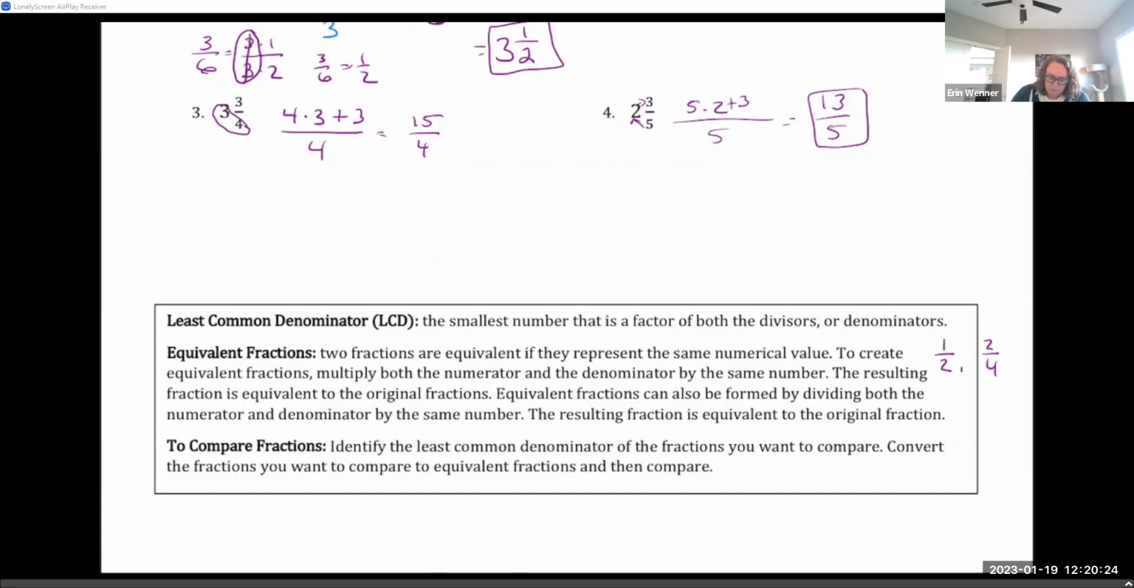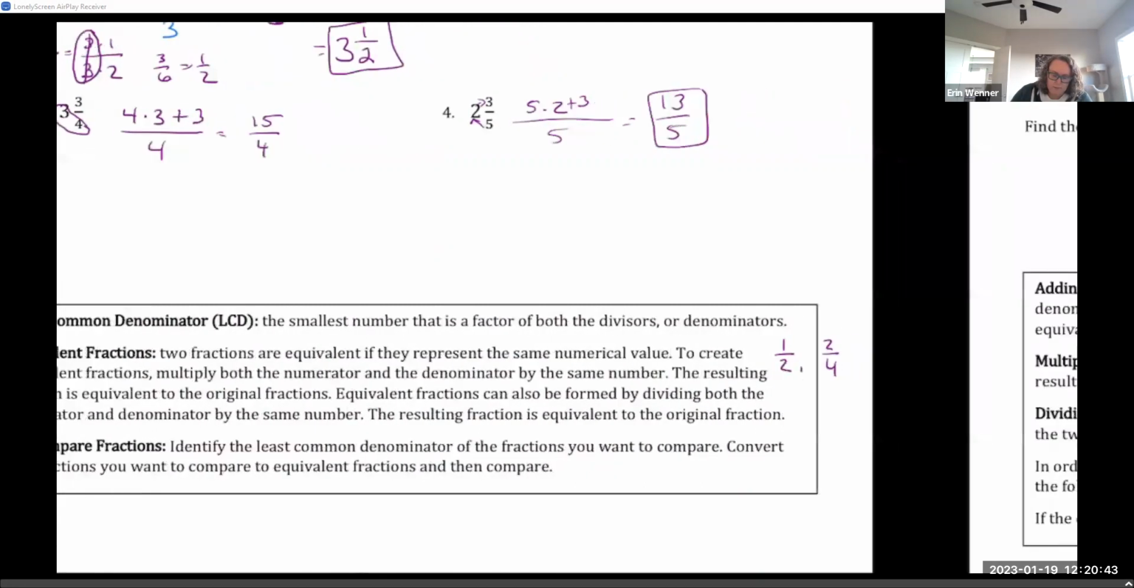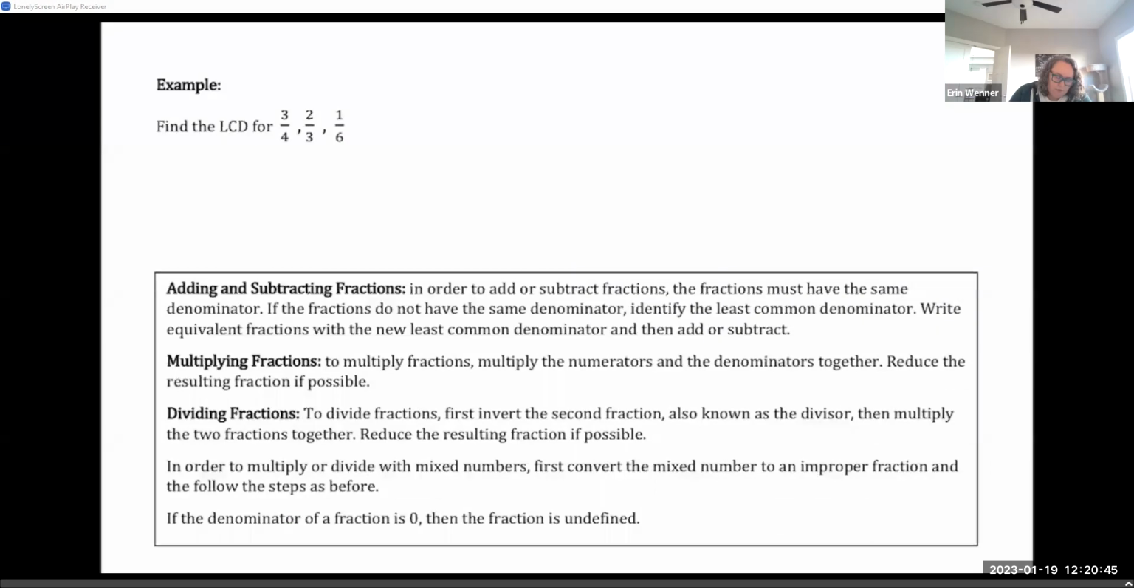Or you can divide the numerator and the denominator by the same number and get a reduced fraction that's equivalent as well. And then in order to compare fractions, you need to identify the least common denominator of the fractions you want to compare, then convert the fractions to equivalent fractions, and then compare. So many words. What do they mean by this? If we look at the next page, we've got the numbers 3/4, 2/3, and 1/6. And it says find the LCD, meaning the least common denominator. So the smallest number that 4, 3, and 6 all go into would be 12.